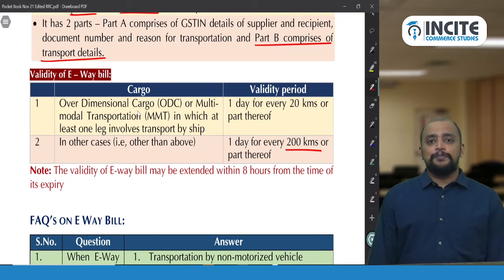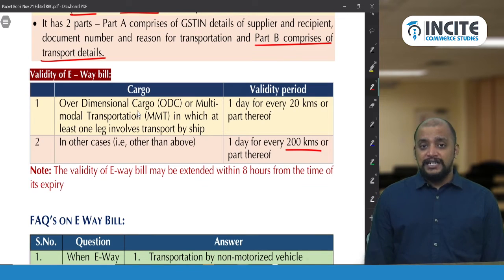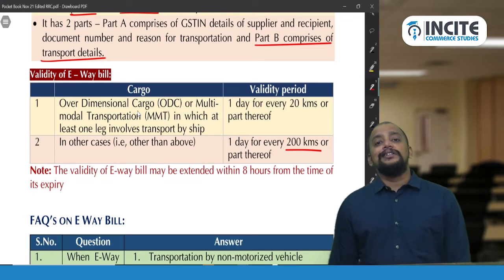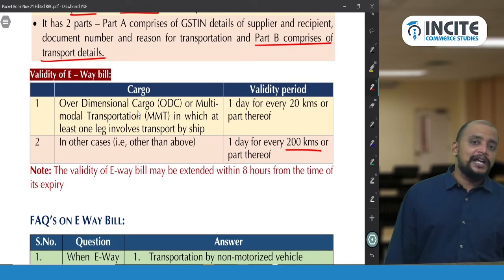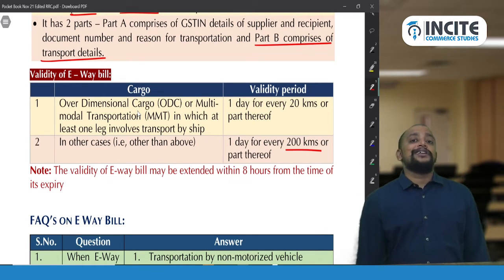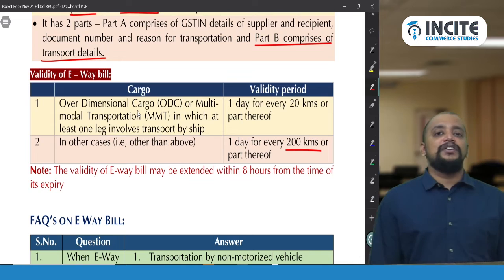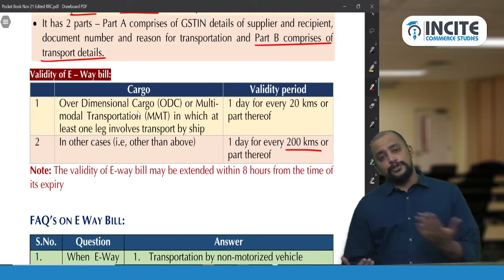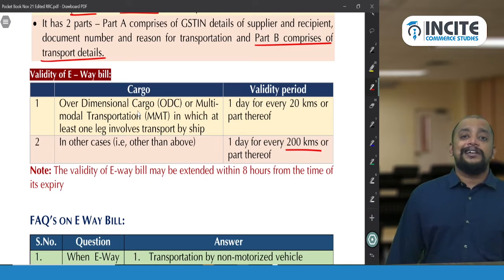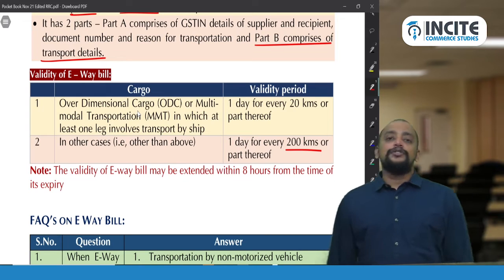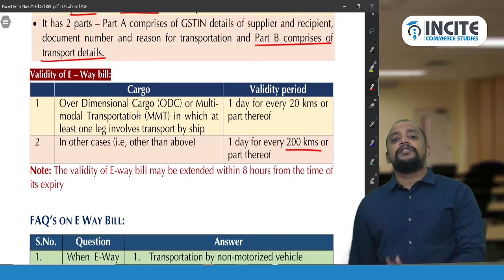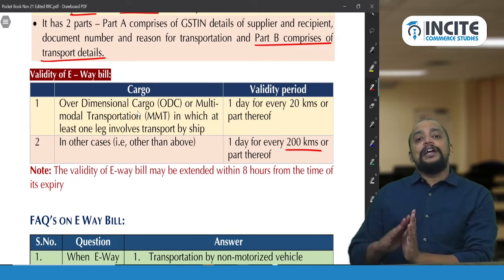And when it will expire: the EWay bill validity is always counted from the midnight of the day on which the EWay bill is generated till the next day. For example, if today the EWay bill is generated at 3 a.m., today midnight only it will be counted. If it is generated at 1 p.m., then also midnight. If it is generated at 10 p.m., then also midnight. So during that day, at any time when the EWay bill is generated, the validity will be counted from the midnight of that day to the midnight of the next day.